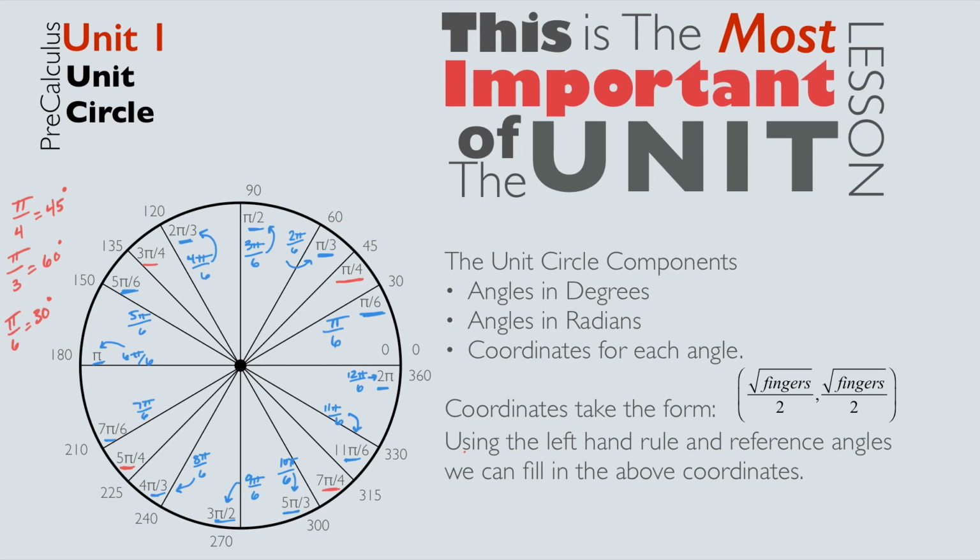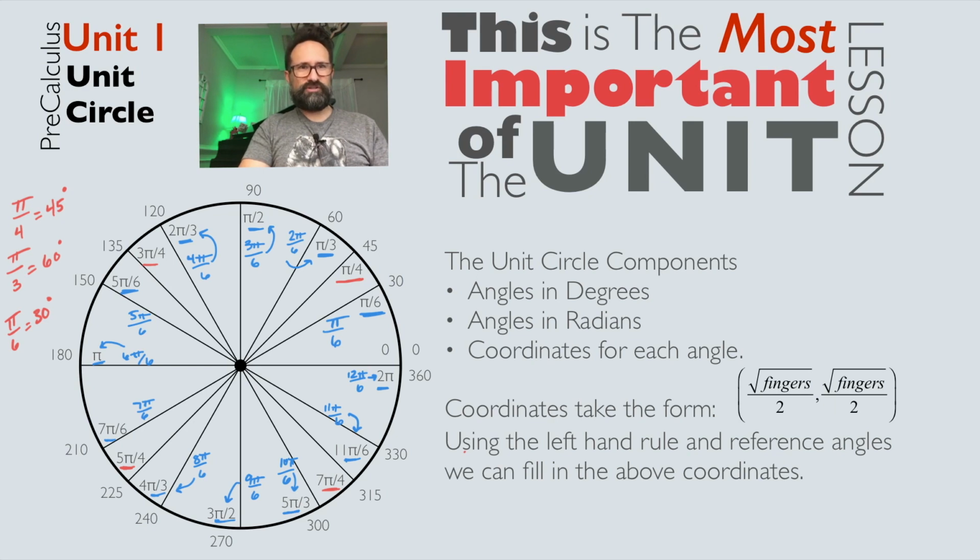We're going to talk about some of the pieces here. We've talked about the angles and degrees, the angles and radians. The coordinates for each angle consist of square root of something over 2 and the square root of something over 2. And you're thinking, what in the world do you mean fingers? And we'll get to that in just a minute. Using the left-hand rule, and I'm going to show you what the left-hand rule is in just a minute, exactly how can we figure out what the left hand is supposed to do when we're giving or looking for our coordinates?